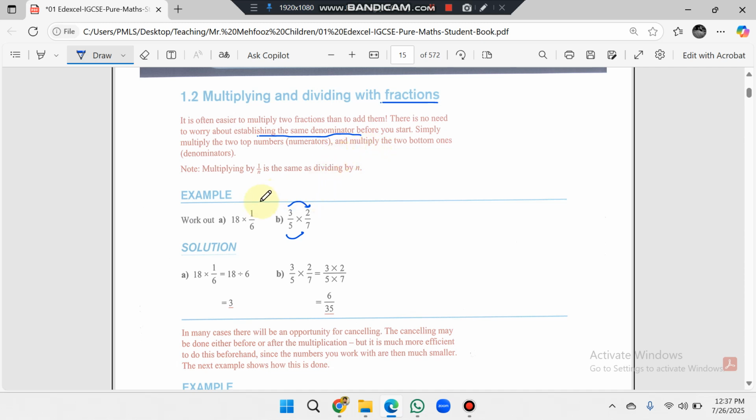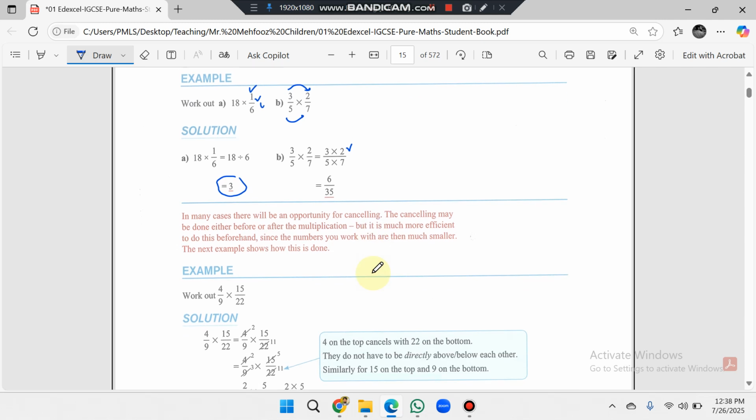So here is the example. You can see that work out 18 multiply 1 over 6. So it means 18 divided by 6, right? So 18 divided by 6 gives us 3, because 1 over 6 has the reciprocal 6. Also 3 over 5 multiply by 2 over 7. So 3 multiply by 2 and 5 multiply by 7. 3 multiply by 2 is 6, and 5 multiply by 7 is 35. So this is your simplest form, right?